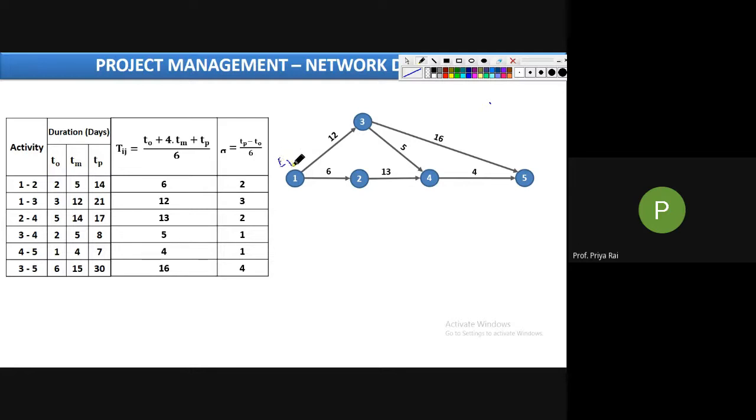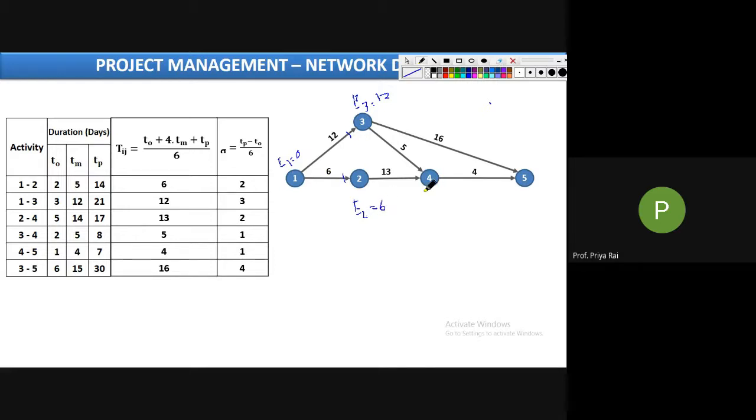So what is the E1 value? 0. Then we will go to E2 or E3. See, there is only one arrow. So E3 will be how much? 12. This arrow is coming from 1, so E1 plus 12, that is 0 plus 12, 12. Now for E2, 6. This arrow is coming from 1, so E1 is 0, 0 plus 6, 6.